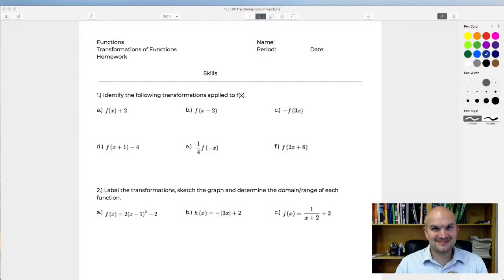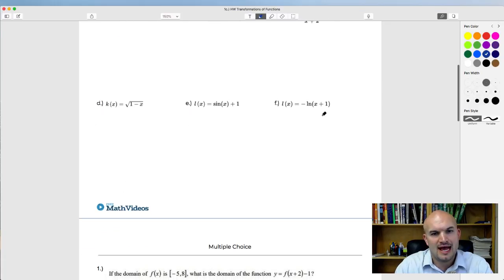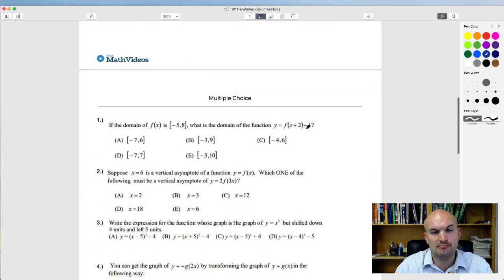All right, so now onto another live stream for covering transformations of functions. What I'm going to do here is work through some different examples. We're going to look at applying the transformations of a function in f of x notation, transforming different types of our 12 basic functions, giving a rough sketch and then determining the domain and range. And then we'll work through some multiple choice questions.